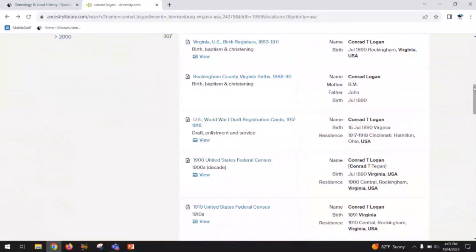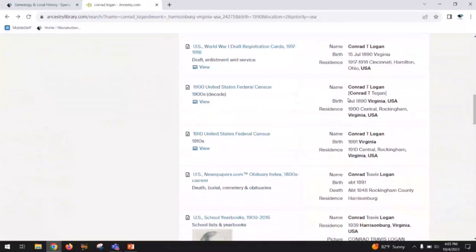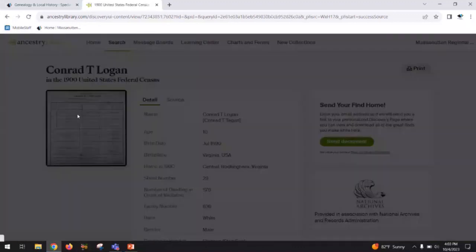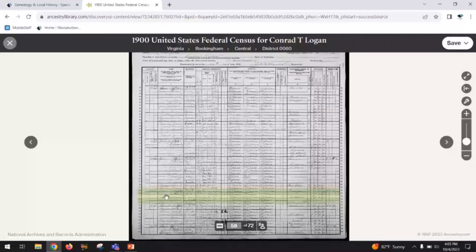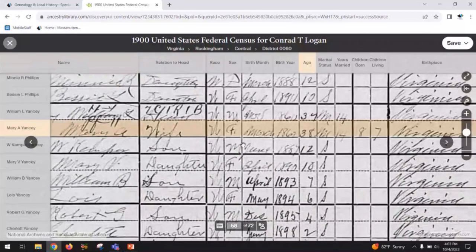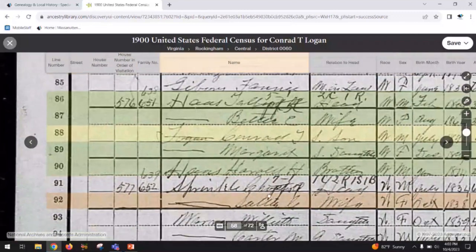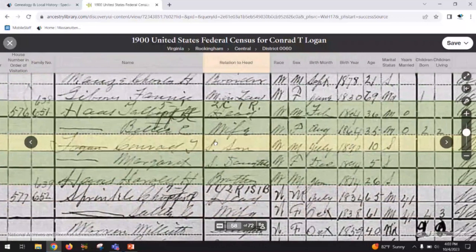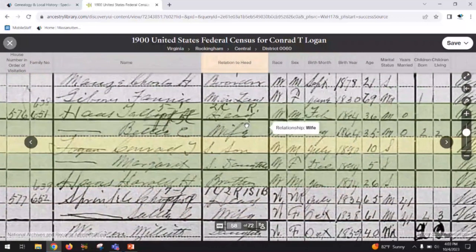Let's take a look at this 1900 census. You can see on this one, some helpful person decided that they would suggest that his last name was actually Teagan, which we can tell by looking at it with our own eyes is just not correct, and that this is Conrad T. Logan. I guess I can see why they thought that was a TE. But remember, always verify it with the data you know.